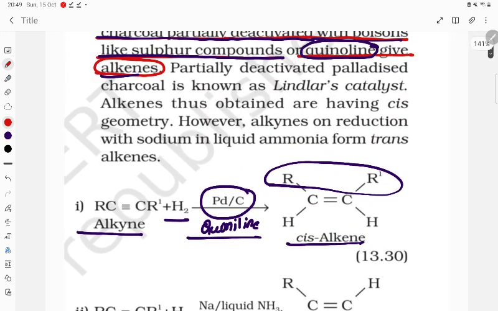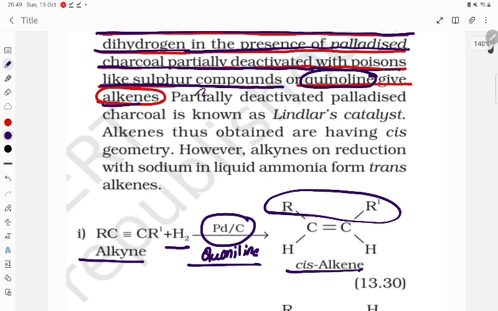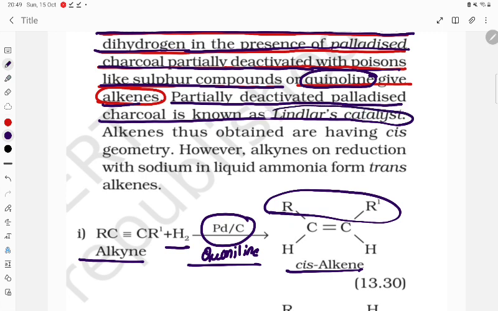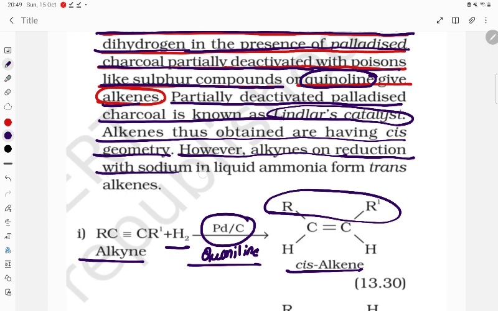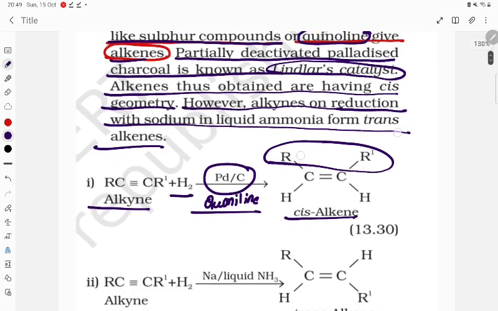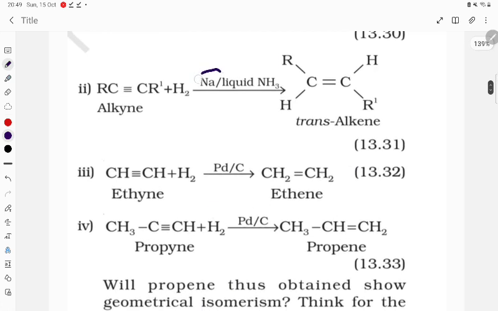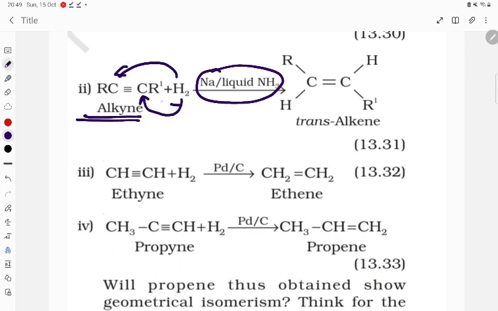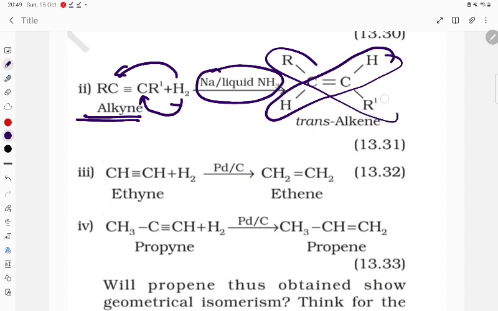Now student, let us see the second part of the question. Partially deactivated palladized charcoal is known as Lindlar catalyst. Now the second case you see, alkenes thus obtained have the cis geometry. However, alkynes on reduction with sodium in liquid ammonia form the trans alkene. Now see the same one, you are taking sodium in liquid ammonia, and this is the alkyne with the presence of hydrogen. One hydrogen will go from the top, another from the bottom. So it is forming the trans alkene, dear student.